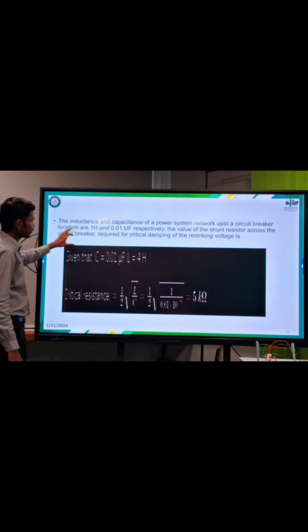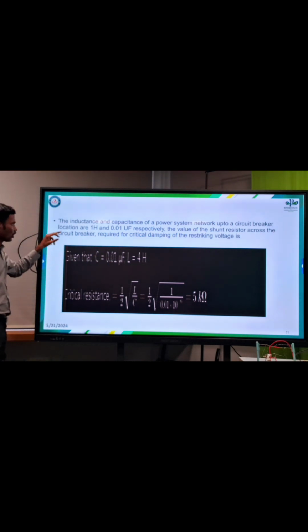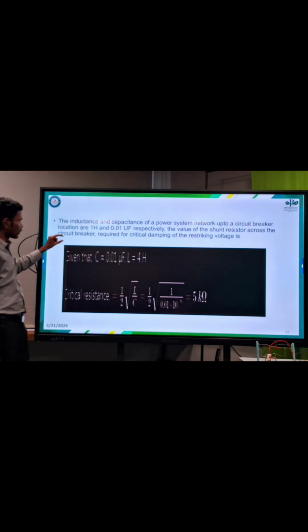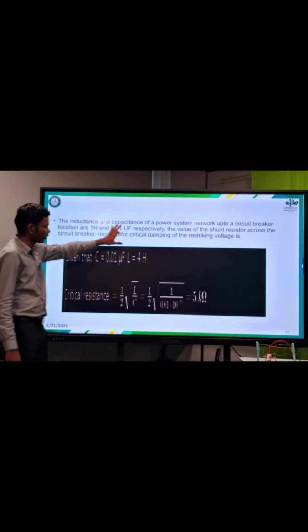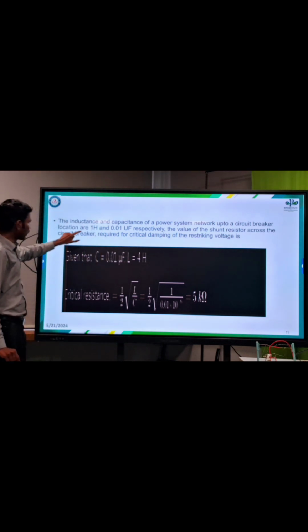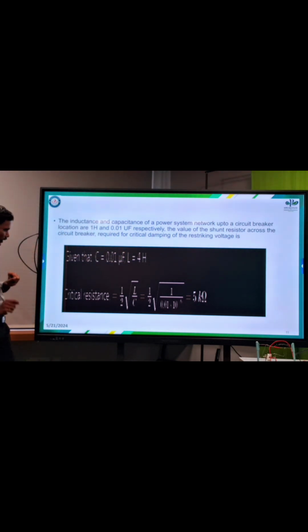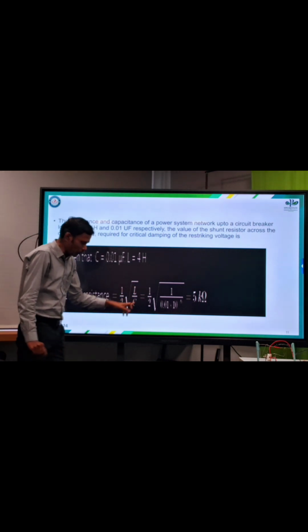The inductance and capacitance of a power system network up to the circuit breaker location are 1 Henry and 0.01 Henry respectively. Find the value of shunt resistance across the circuit breaker required for critical damping of the restriking voltage. So they have given C equal to 0.001 microfarad, that is the capacitance, and L is equal to 1 Henry. We know the formula for the critical resistance: R equal to 1 by 2 root L by C.